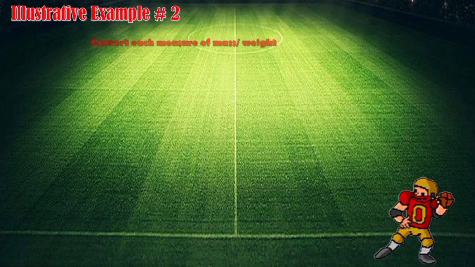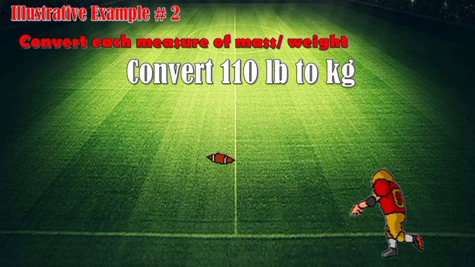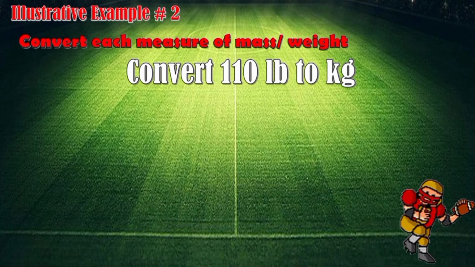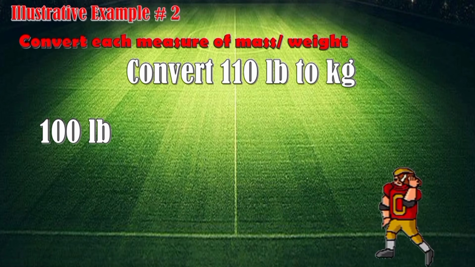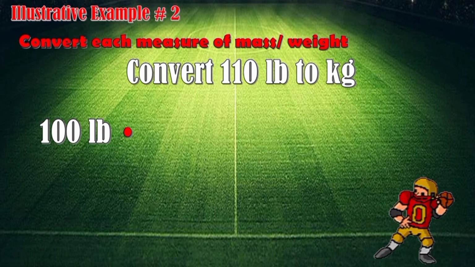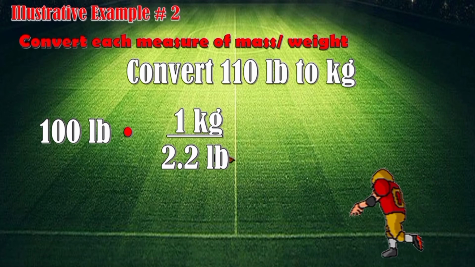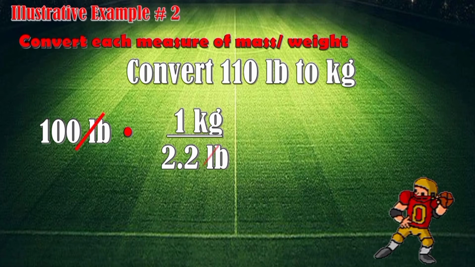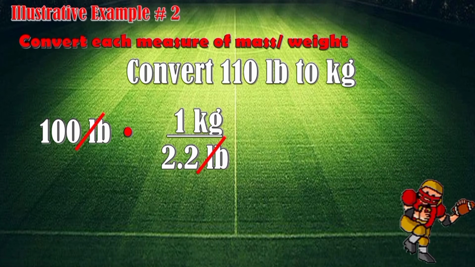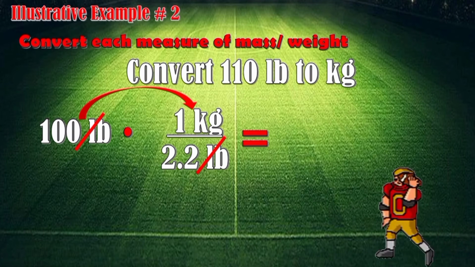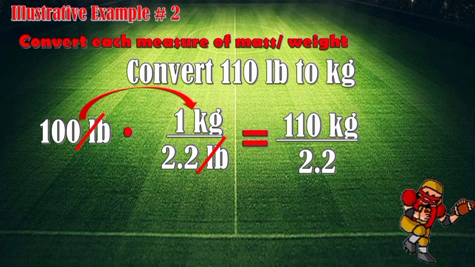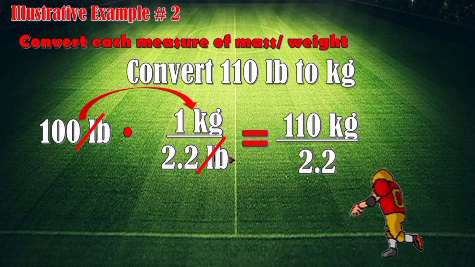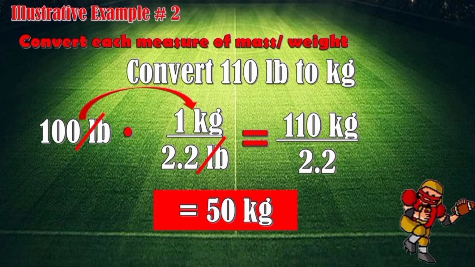Example number 2. Convert 110 pounds to kilograms. 110 pounds multiplied by the factors 1 kilogram over 2.2 pounds. Then let's cancel out pounds. 110 multiplied by 1 kilogram over 2.2, we have 110 kilograms over 2.2. Reducing it to lowest term, we have 50 kilograms.